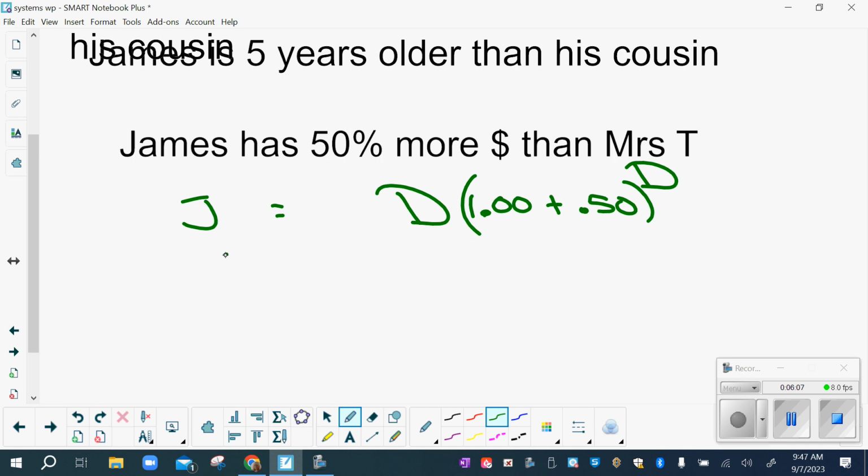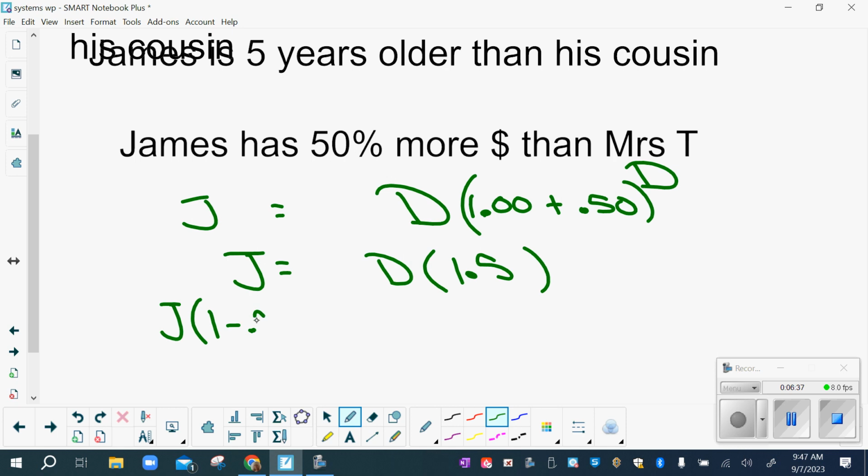So James is going to have Dana times 1.5. Does that make sense? Here's why. I get to keep 100% of my money. That's the one. And I add even more to it than that, right? Now, another way we could have done it for my smarty pants friends out there, we could have taken James. He would have gotten 100% of his money, but subtracted some of it. But I don't want to do that, because you know me, I don't like negatives and I don't like fractions.